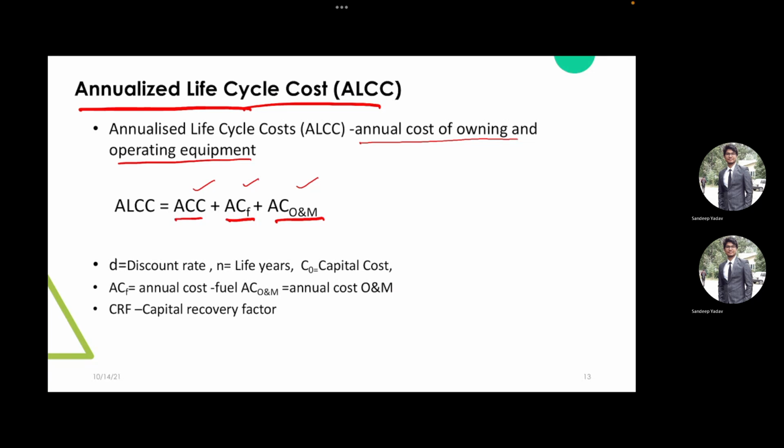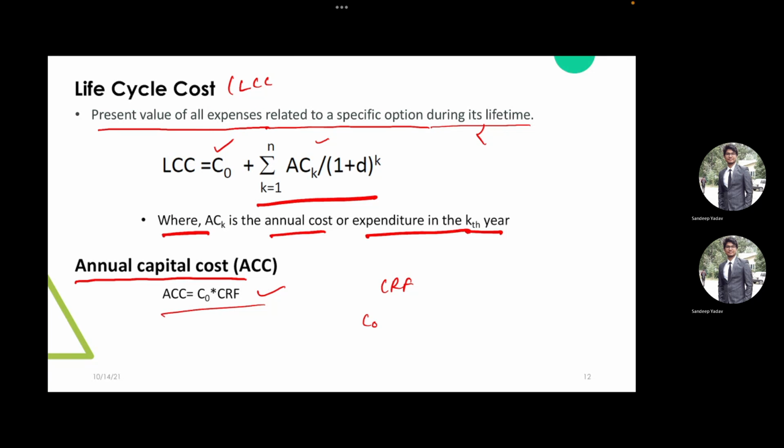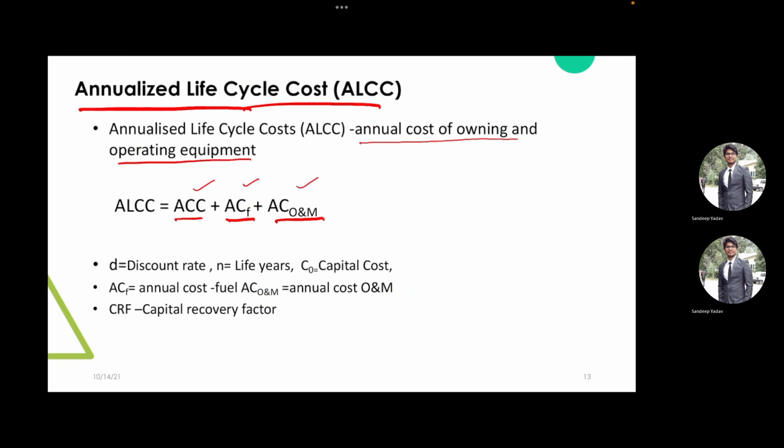Here, ACC will be C naught into CRF. ACF will already be given, and AC will be given on the basis of how much the operation and maintenance cost is.